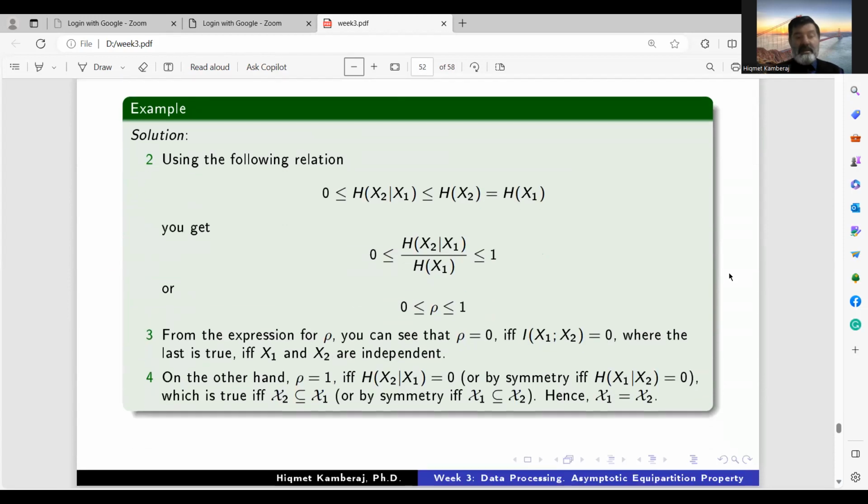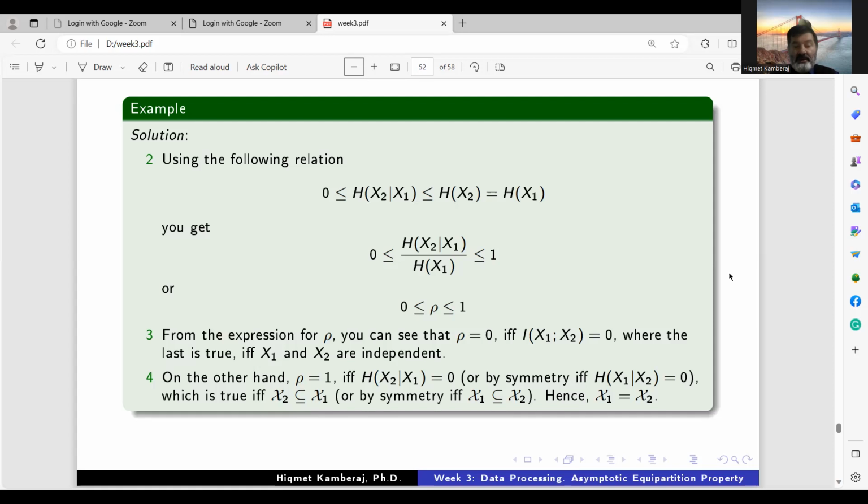Next, using the fact that the conditional entropy of x2 given x1 is non-negative, however, it is less than or equal to h of x2, which is equal to h of x1. Therefore, we have that h of x2 given x1 over h of x1 is between 0 and 1, which means that rho is between 0 and 1.